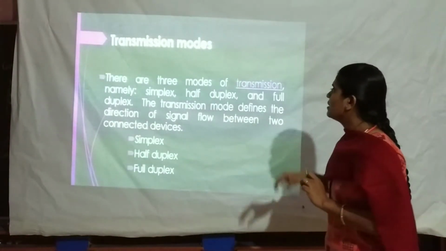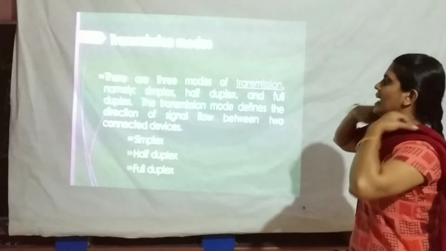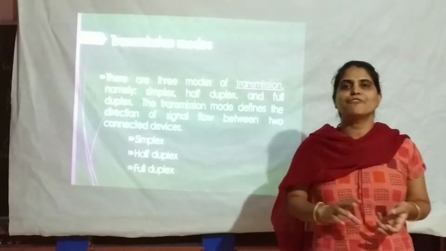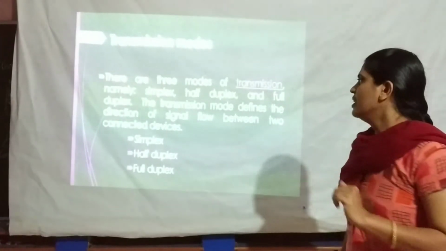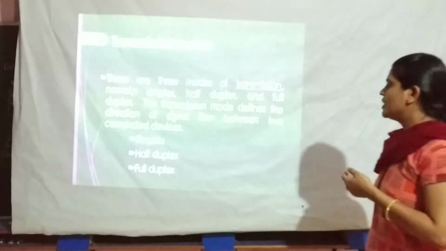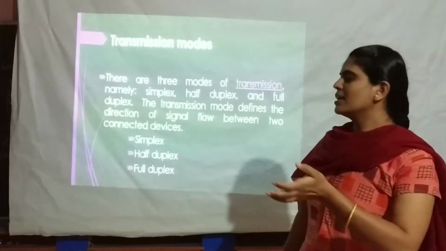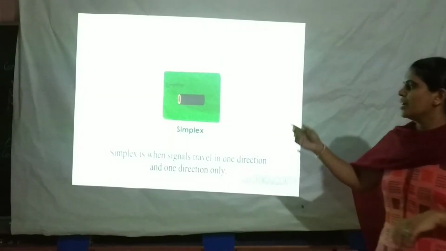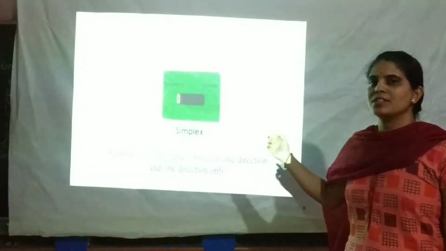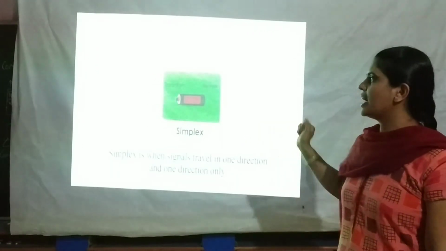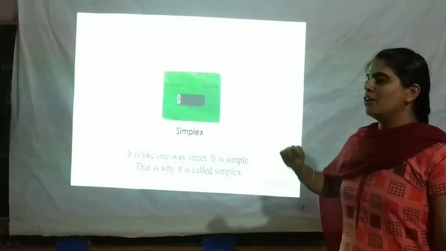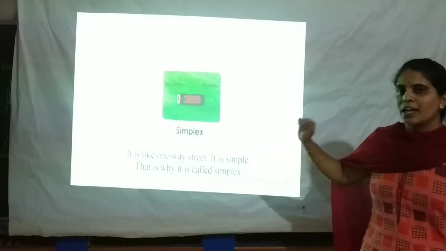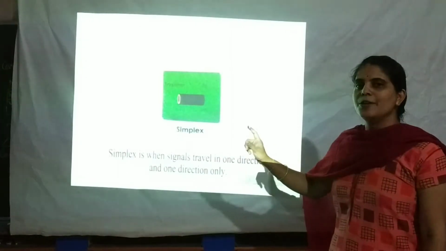Based on that, we have three transmission modes, namely simplex, half duplex and full duplex. The mode defines the direction of the signal flow between two computing devices. Here we have a GIF showing how data is transferred from one source or transmitter to a receiver. In simplex mode, it is unidirectional.